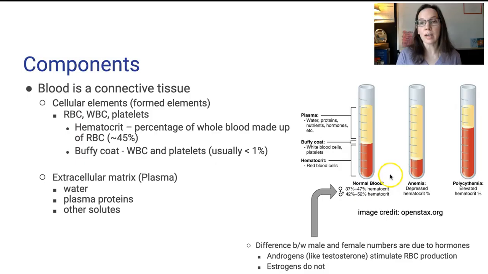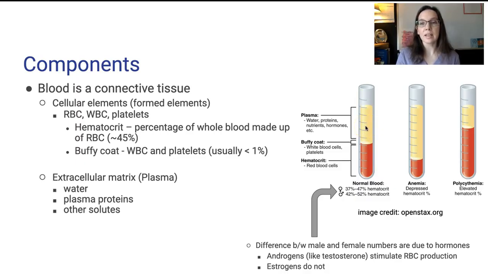And if we look at a sample of blood that was taken from somebody, we have the hematocrit, which is at the bottom. If this is spun in a centrifuge so that we can get these measurements, these are the red blood cells. Then the white blood cells and platelets are in the middle in what we call this buffy coat. And then the blood plasma, typically mostly water, is going to be on the top.